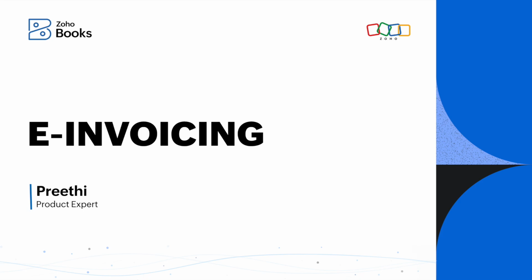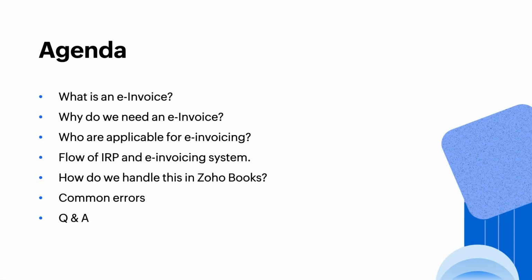Let's quickly jump into the agenda of today's webinar. We'll be covering what an e-invoice is, why we need an e-invoice, what businesses are applicable for e-invoicing, what the entire flow of the IRP portal is, and how we generate e-invoices from Zoho Books. This will be followed by the common errors which customers face when generating e-invoices, followed by a question and answer session. Let us quickly jump into the webinar.